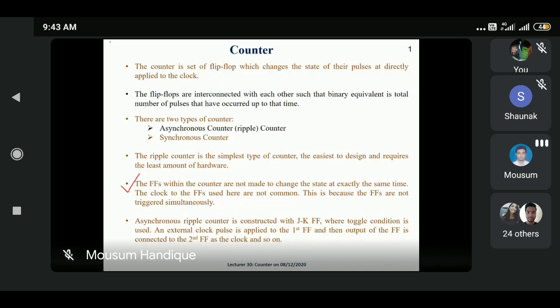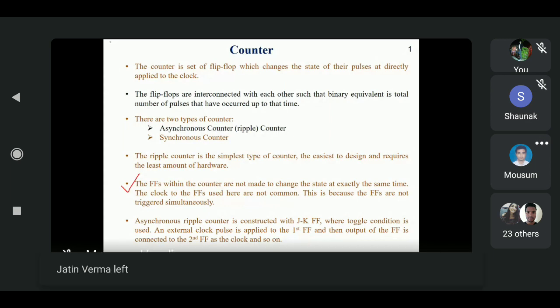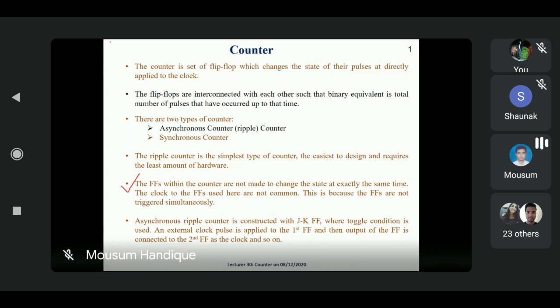The clock is not common to all the flip-flops. That means the same clock does not affect all the flip-flops, because all the flip-flops have a different clock pulse. See the last sentence here: this is because the flip-flops are not triggered simultaneously, because we are applying different clock pulses to the different flip-flops in an asynchronous counter or ripple counter.